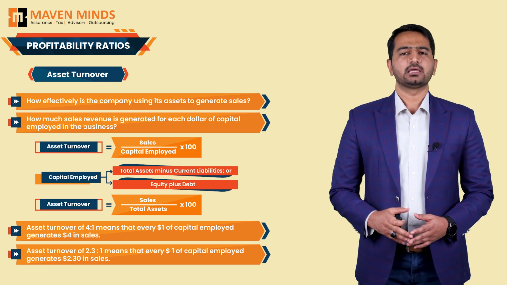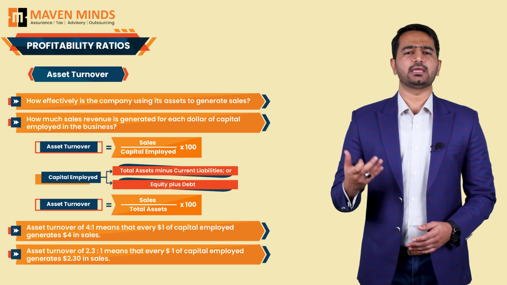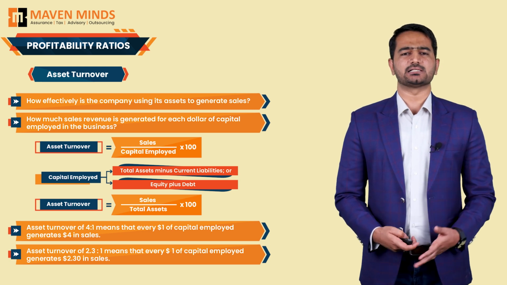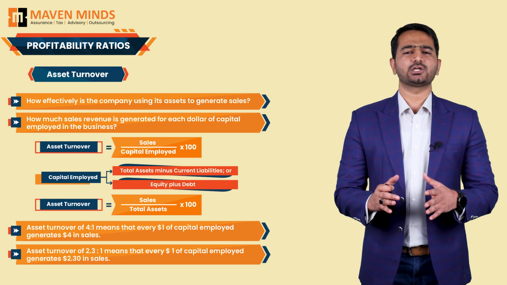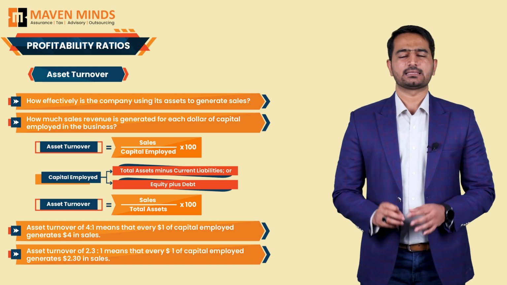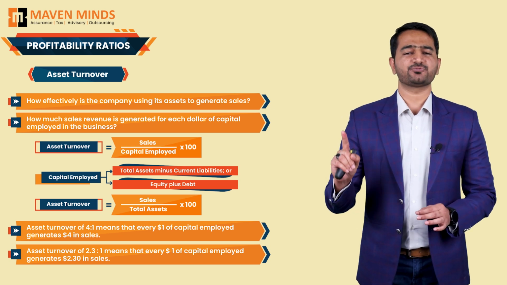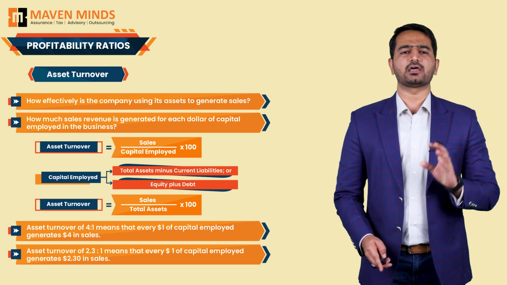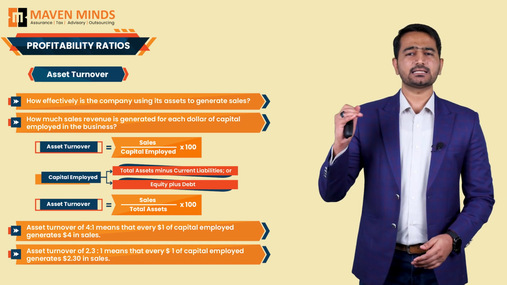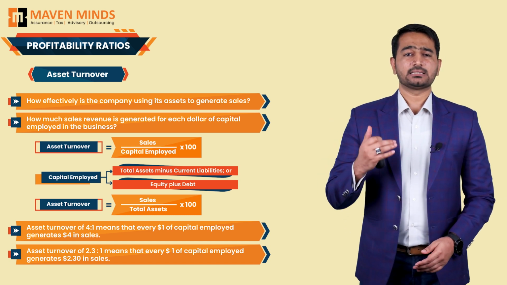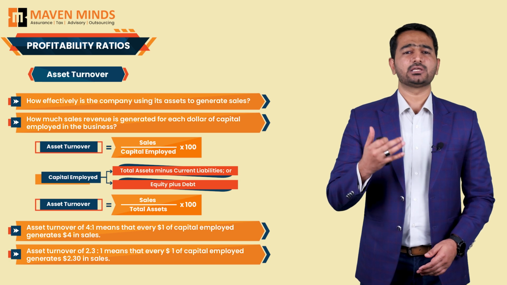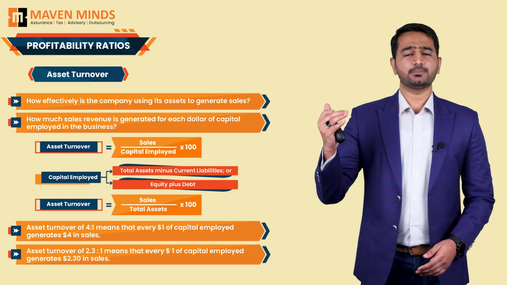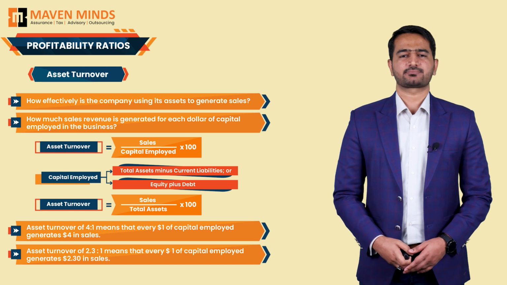For example, if a company has $100 in capital employed and generates $500 in sales, its asset turnover is 5:1. This means for each $1 of capital, the company generates $5 in revenue. The higher the sales you are generating, the better the chances are that you can turn the business into a profit. So the higher the number, the better it is.